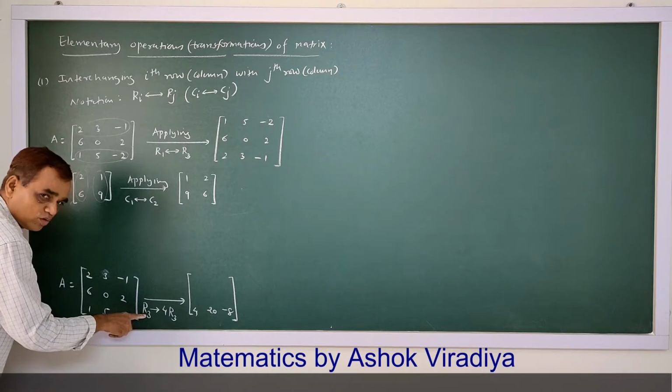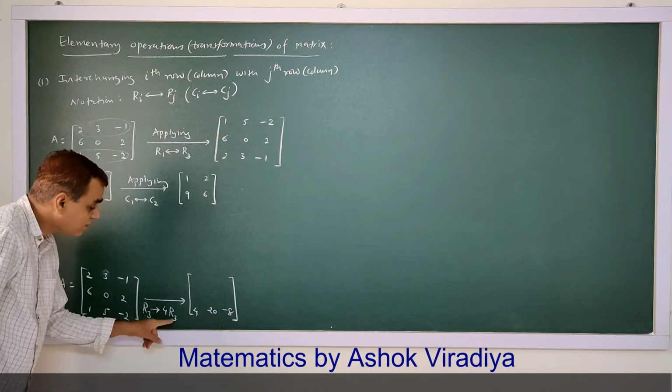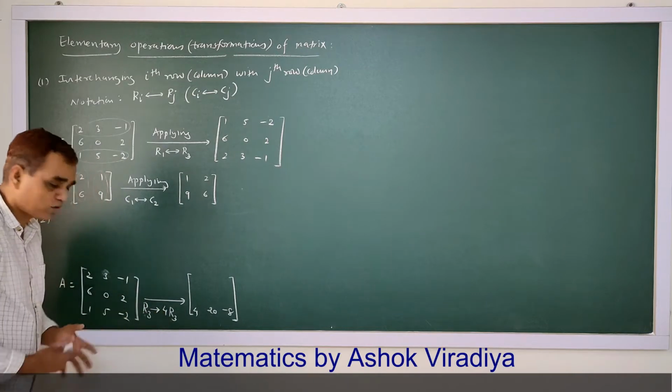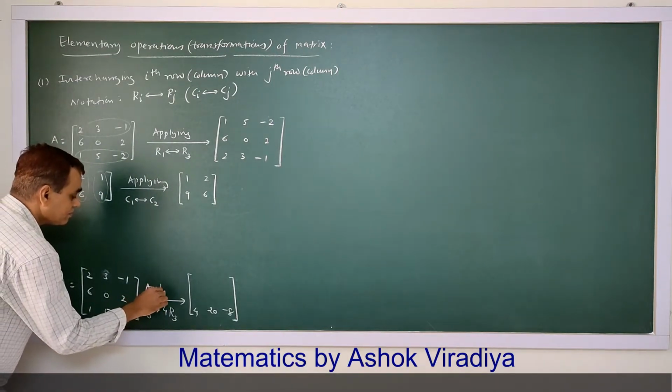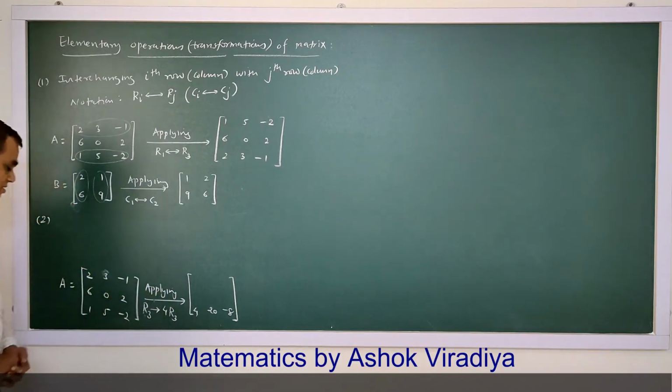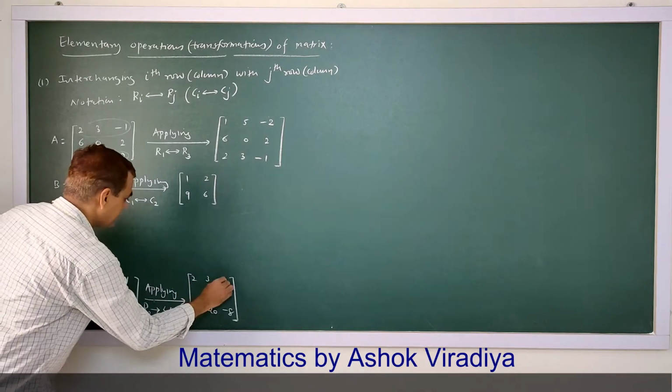What we are doing in the third row? The third row is multiplied by 4. So we have applied this operation. First and second rows we keep as they are.